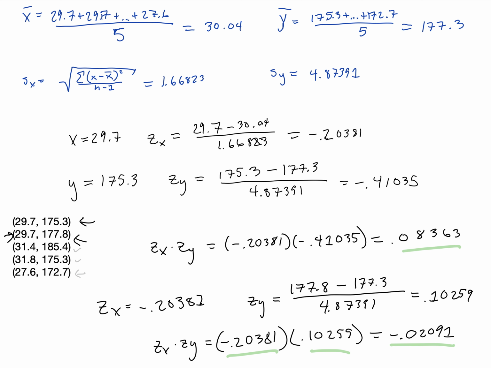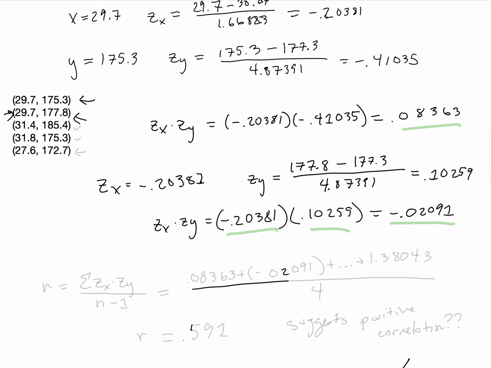And if we have negatives and positives adding together, that's going to get us a value closer to 0. Whereas if we have a bunch of positives added up together, that'll get us a value closer to 1. A bunch of negatives added up together, suggesting a negative correlation, would get us a value close to negative 1. Okay, so I won't calculate this for each ordered pair, but I think you get the idea.